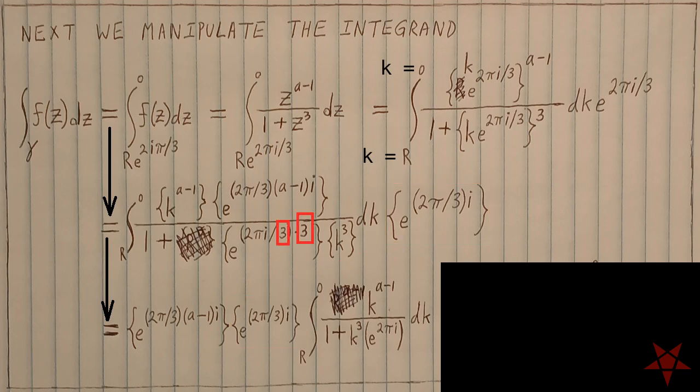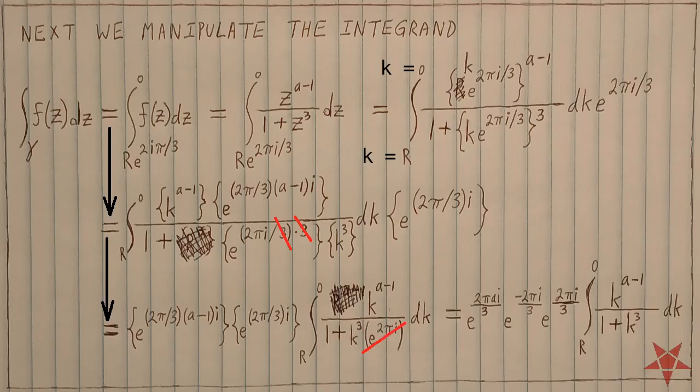In the denominator, the second term has a set of 3's that cancel inside of an exponential. The only multiple of k cubed that remains is e to the power of 2i pi. This term is equal to 1 and can be crossed out. Breaking down the exponential terms outside of the integral reveals that the solo remaining term is e to the power of 2i pi a over 3.